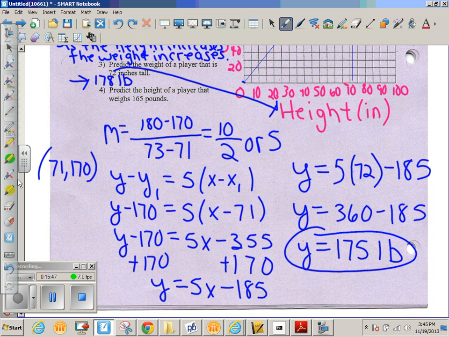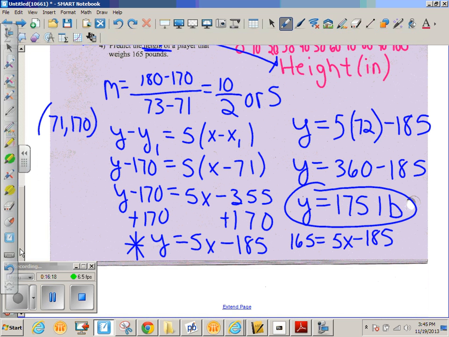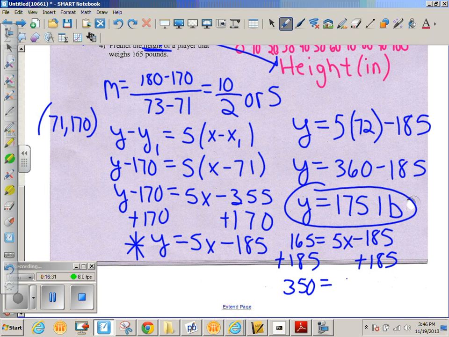Now that we have the equation, we can use that equation to predict the height of a player. Now, this is going to change just a little bit. Remember that this is sort of our guidepost, y is equal to 5x minus 185, but you know that the weight, was that the x or the y? I know you all are saying, well, that was the y. So that would be then 165 is equal to 5x minus 185. So now we're going to solve the equation a little differently. I want to get x by itself, so I'm going to add 185 to both sides of the equation. 165 plus 185, and when I divide through, then x is equal to 70.